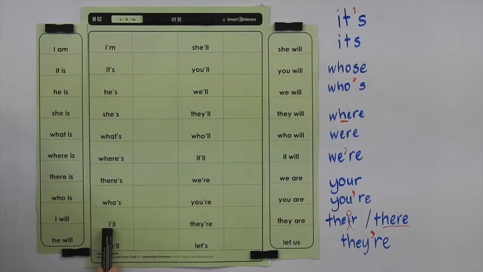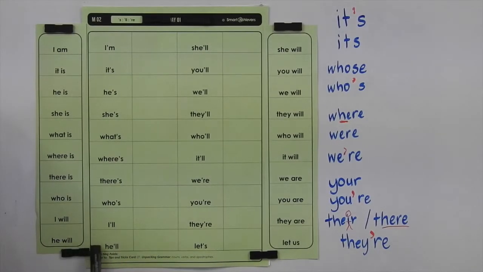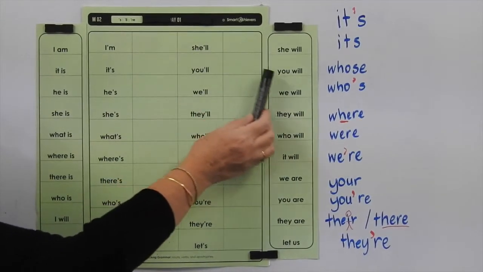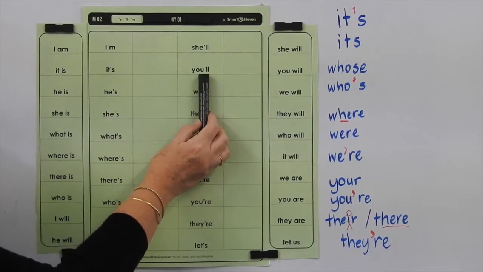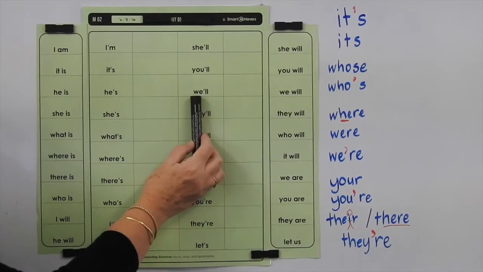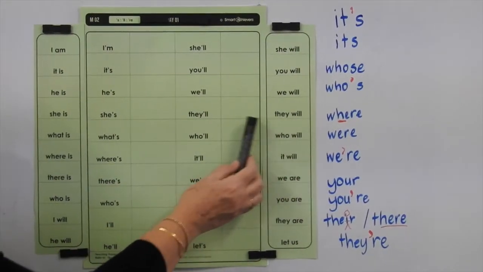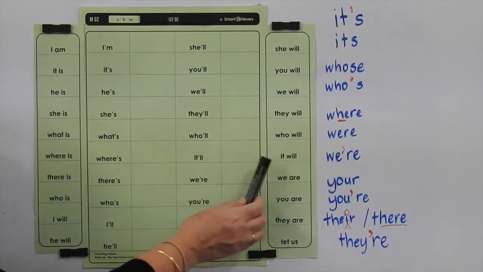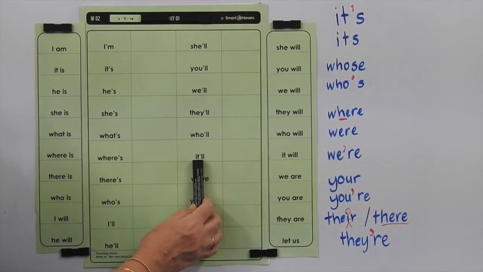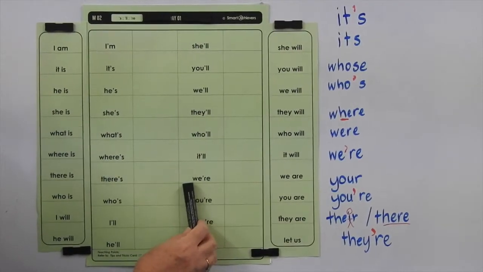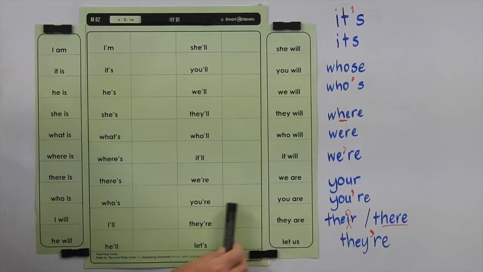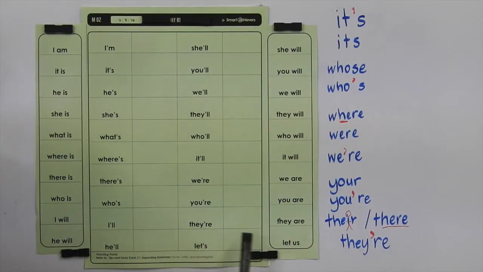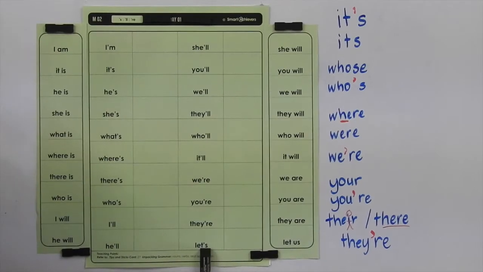I will become I'll. He will become he'll. She will become she'll. You will become you'll. We will become we'll. They will become they'll. Who will become who'll. It will become it'll. We are will become we're. You are will become you're. They are will become they're. Let us will become let's.